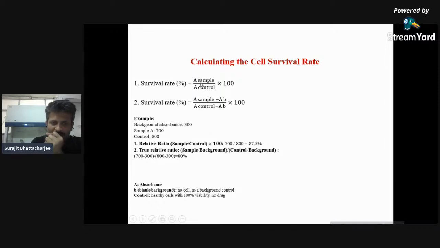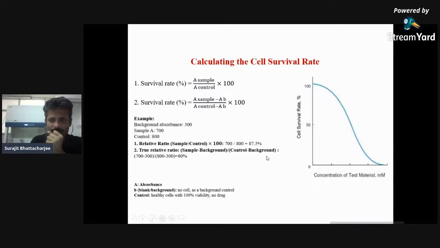And if we don't have any background absorbance, or rather if we negate the background absorbance, then we can use the above number one formula. And the relative ratio, that is the ratio between the sample and control, we can determine by using this formula, that is sample by control into 100. And the true relative ratio we get by negating the background absorbance. The background absorbance is where we did not add any cell, and we are taking OD from that only media.